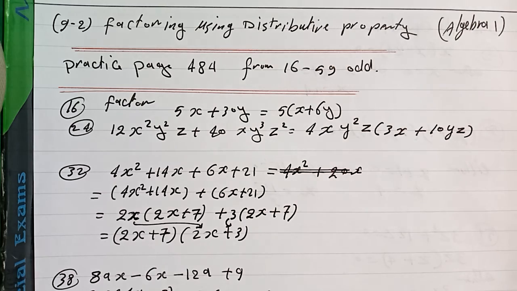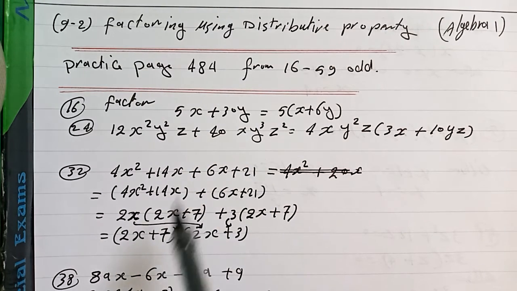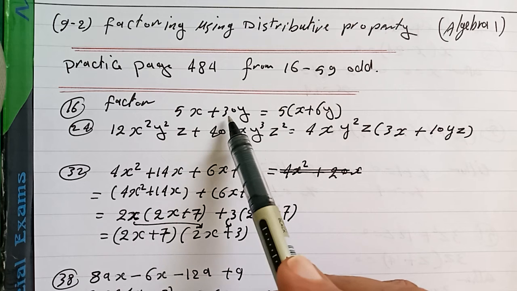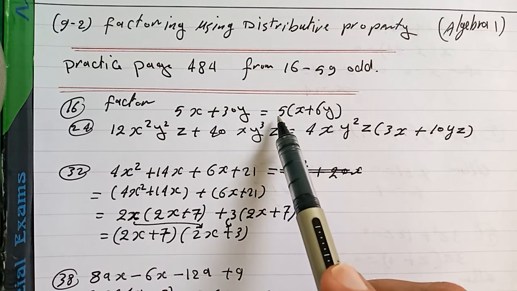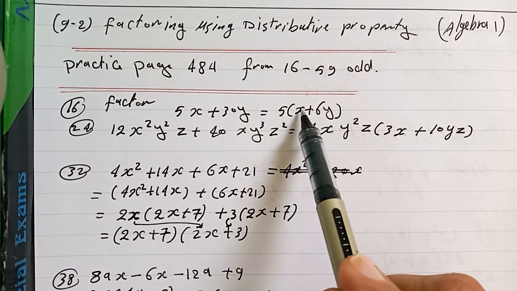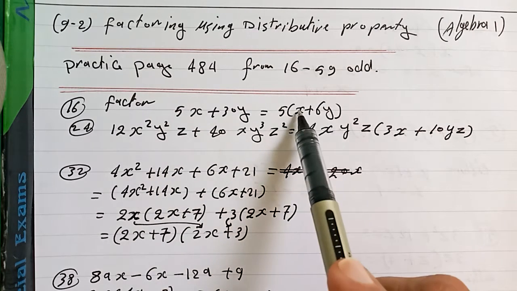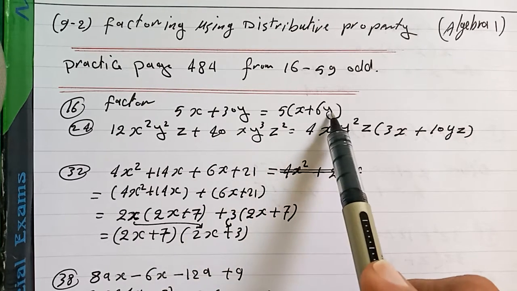Number 16. Factor 5x plus 30y. What's the common factor between 5x and 30y? It's only 5. Get 5 as the common factor. And then 5x divided by 5 equals x, meaning what's the number multiplied by 5 that equals 5x? It is x. 30y divided by 5 equals 6y.